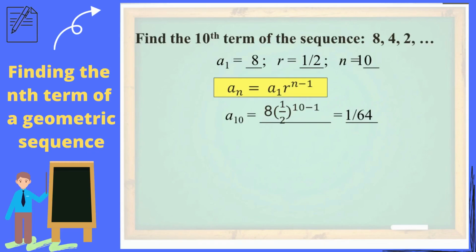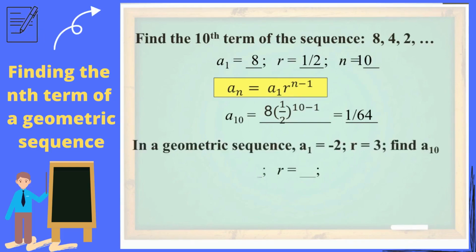So how did we get 1 over 64? So that is by simplifying the given equation. 10 minus 1 is equal to 9, and 1/2 raised to the power of 9 is equal to 1 over 512. And 8 times 1 over 512 is equal to 1 over 64. So 1 over 64 is the 10th term of the given sequence.